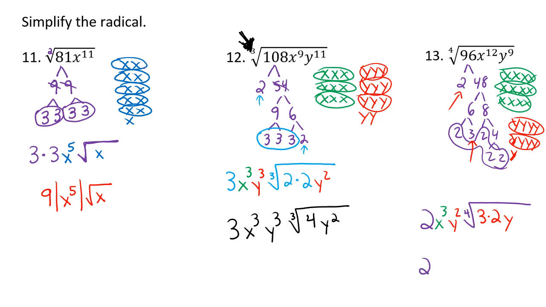We got 2. Now our index is even, so if we have an odd exponent, it should go in absolute value signs. Index is a 4. 3 times 2 is 6. Then we have the y, and there's our answer.